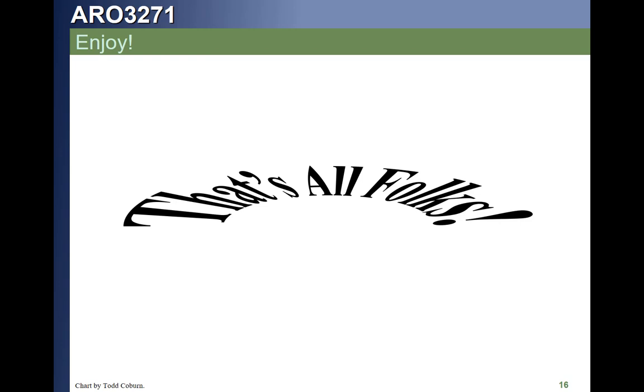This is one of the very common analyses that you will need to do if you go into engineering structures of aerospace vehicles. Enjoy. That's all, folks.